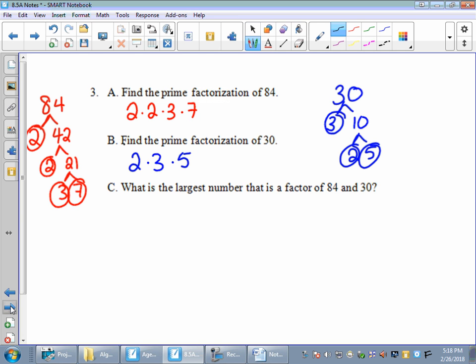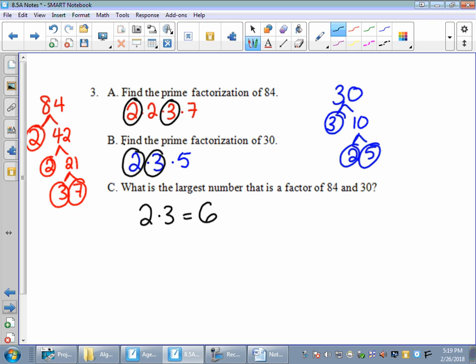The last part says, what is the largest number that is a factor of 84 and 30? Well, here's how I'm going to look at that. I will take anything that is in both of them and circle it. I have a 2 in both of them, and I have a 3 in both of them. Those are the only things they share in common. So I'm going to say, well, 2 times 3 is equal to 6.